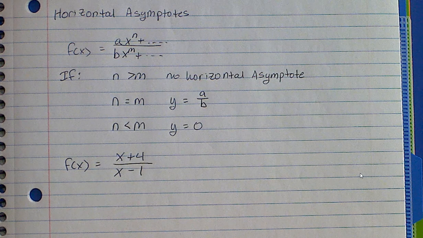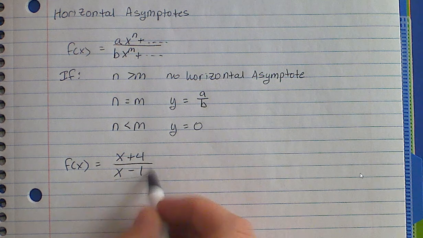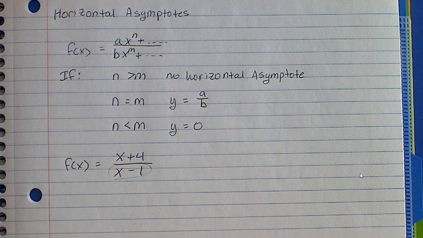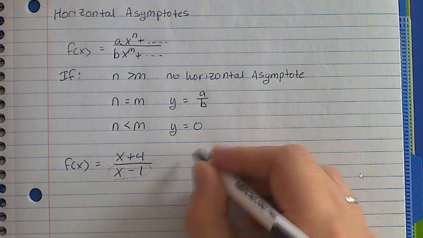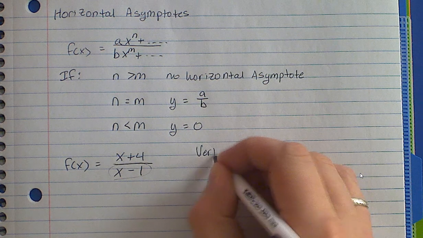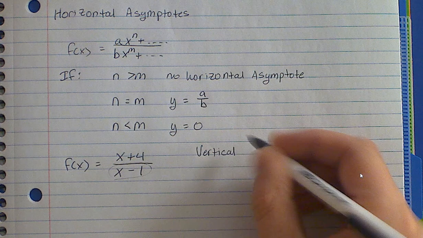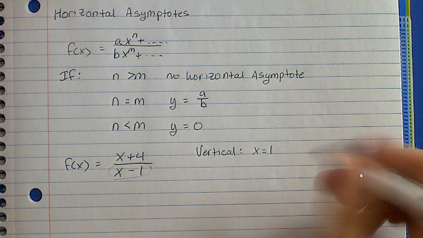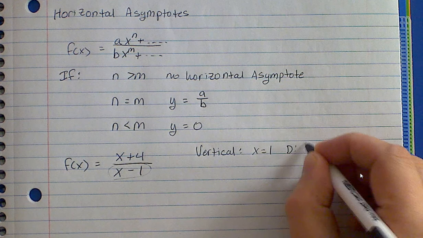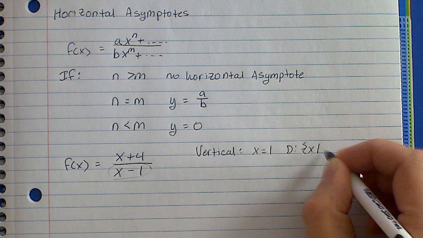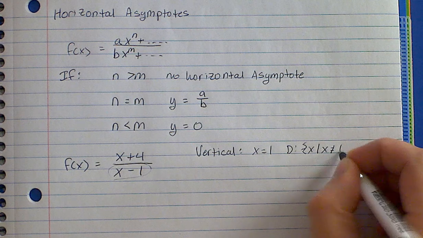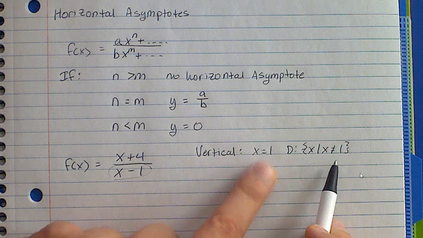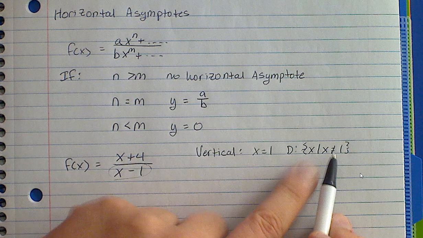Now the vertical asymptote is the easiest part to find. The vertical asymptote is whatever makes the denominator be equal to 0. So 1, yeah. So the vertical asymptote is going to be at x equal to 1. And that means that your domain is going to be x such that x cannot be equal to 1. These two things are linked to each other. The asymptote occurs at where the exception to the domain is thrown.